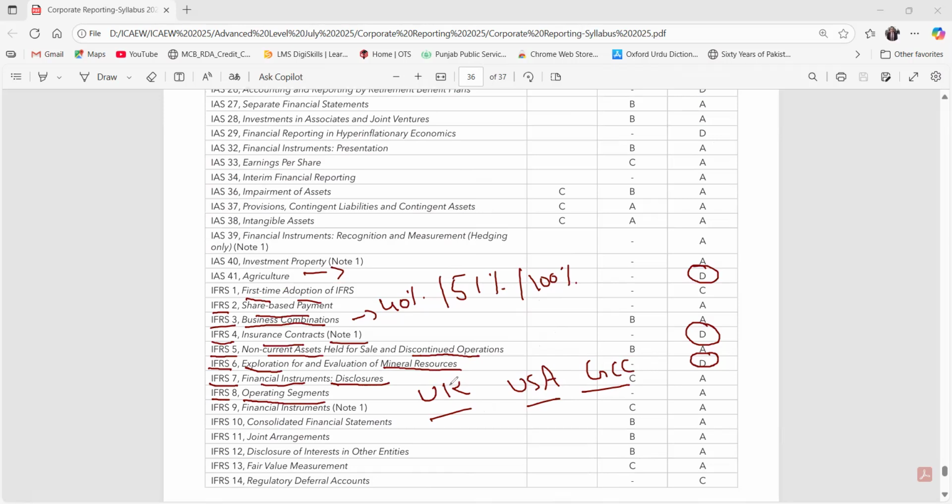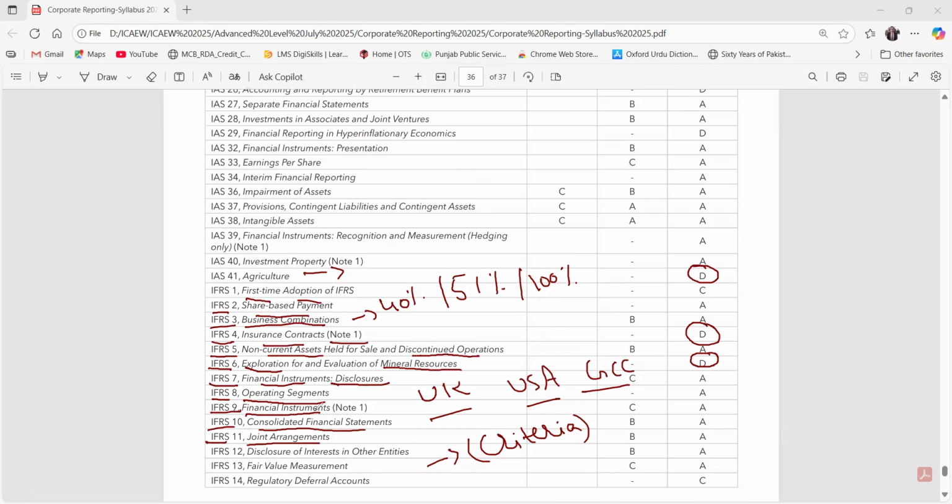If you meet a particular criteria, so there is basically a criteria. If you meet the criteria, then definitely you can record them as operating segments. You can go for their results. Either you have to present them separately or you have to combine their results. Then IFRS 9, we have financial instruments, basically. IFRS 10, that is consolidated financial statements. IFRS 11, joint arrangements as well.